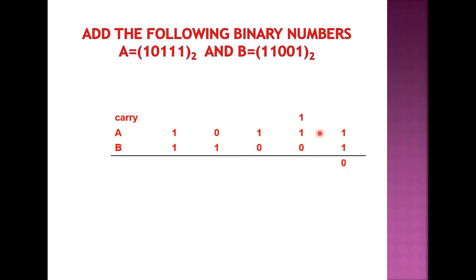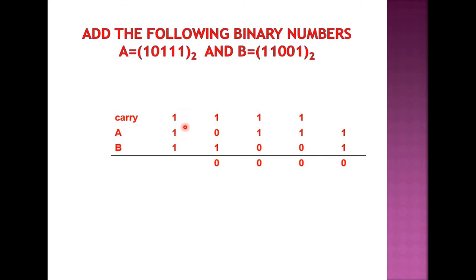Now again we perform the addition. 1 plus 0 is 1, and 1 plus 1 becomes 0 with carry 1. So again we put the carry on the next column. Again 1 plus 0 becomes 1 and 1 plus 1 becomes 0 with carry 1. So again here 0 plus 1 is 1 and 1 plus 1 becomes 0 with carry 1.